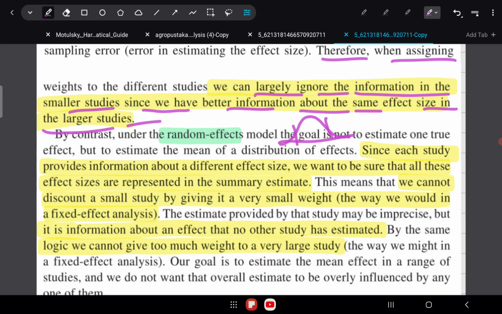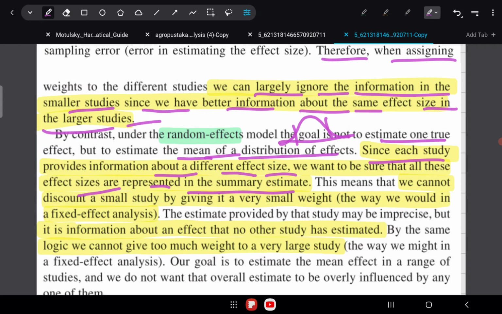Since the goal is not to estimate one true effect, but to estimate the mean of these effects, if you want to estimate that mean more precisely, the smaller studies also become important, because they provide information which larger studies may not be providing, right? Since each study provides information about a different effect size, we want to be sure that all the effect sizes are represented in the summary effect. So in random effect modeling, smaller studies become relatively more important as compared to fixed effect modeling.